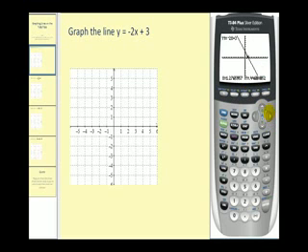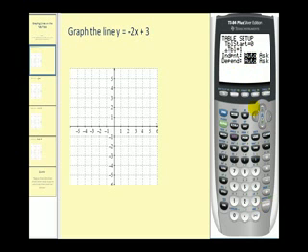And this is where the table feature comes in very handy. The table feature would show what you would have if you made a t-table for this line. So let's press second window to set up the table feature. We're going to start the table at 0. The change in the table will be by 1s. That's good. We want to make sure that the independent variable here is on automatic. So we're going to highlight automatic and then press enter.